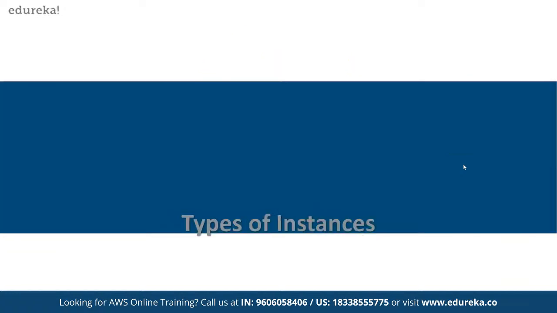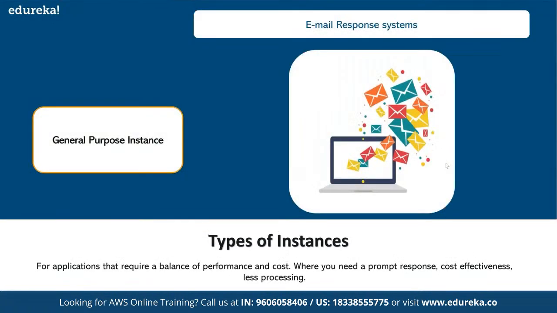So let's have a look at the types of instances. There are different types of instances: general purpose, compute optimized. So let's have a look at each one of these. The first one is general purpose. General purpose instances provide a balance of compute, memory, and networking resources and can be used for a variety of diverse workloads. So in general, these are a combination of various types of workloads. These instances are ideal for applications that use these resources in equal proportions, such as web servers, email response servers, and code repositories. So for these kinds of applications, if you want to spin up an EC2 instance, then you will go for a general purpose category of EC2 instance.